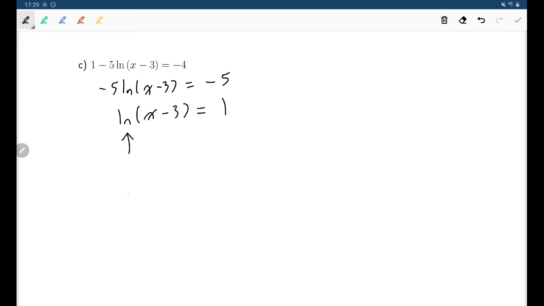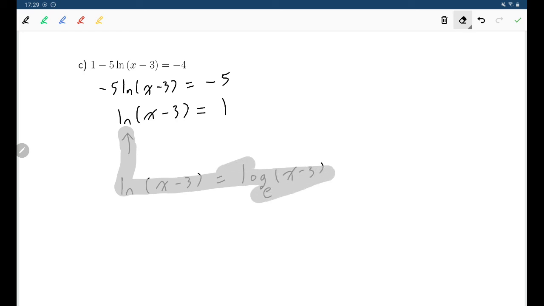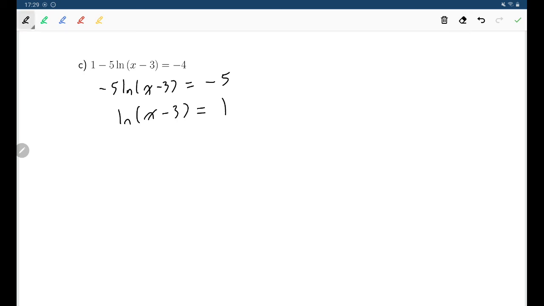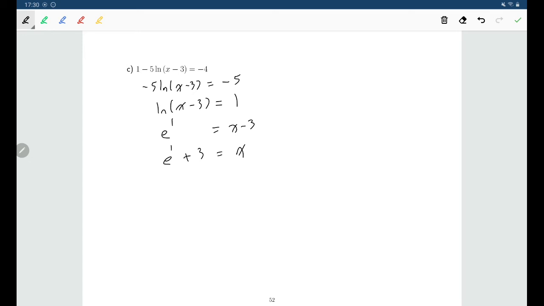And before I do that, reminder that when I say natural log of x minus 3, that's the same thing as log base e of x minus 3. So when I rewrite this as an exponential equation, it will be exponential with base e. So I'll have e to the power of, and then again, we're switching inputs and outputs. And I come up with x is equal to e to the power of 1 plus 3.